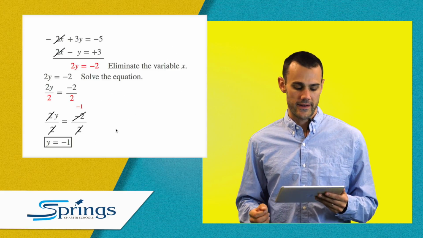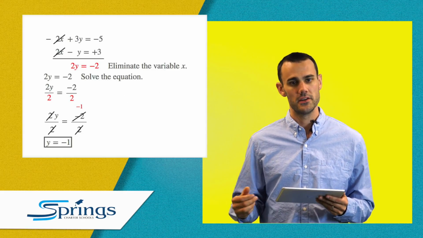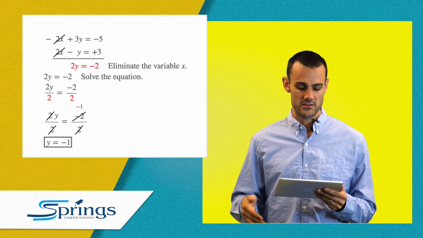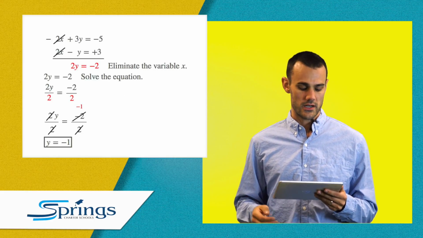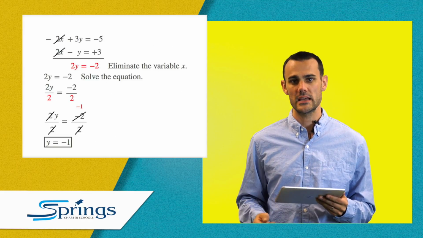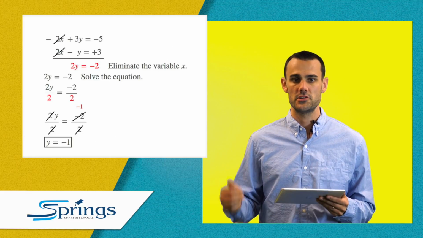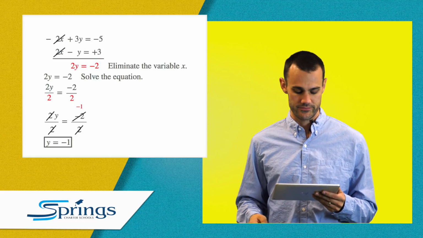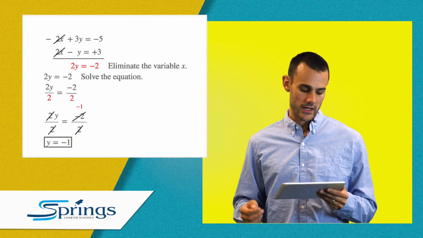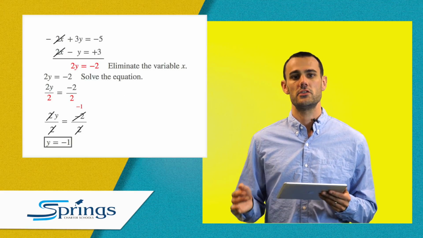So we've eliminated the 2x and the negative 2x because when you add them together you get 0. This results in an equation of 2y equals negative 2. Now we can solve this simple one-step equation to get our value for y. All we need to do is divide by 2 on both sides of our equation, and we get y equals negative 1. Now hold on to that negative 1 because we're going to use it in a moment.